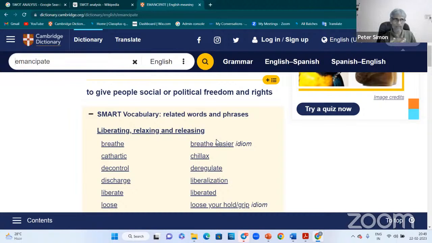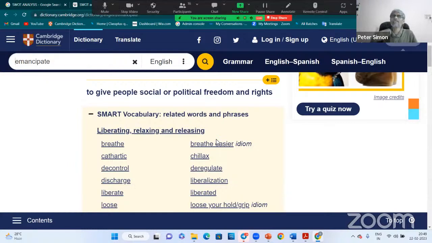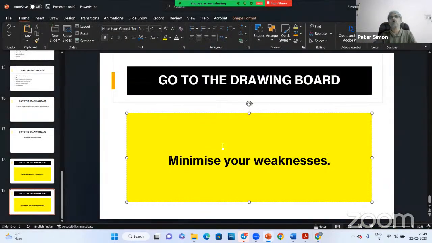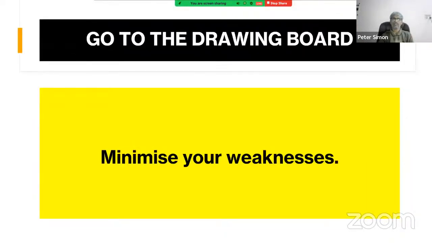You start with 1 hour, then it will increase to 1 hour 10 minutes, 1 hour 20 minutes. Slowly, you will gain confidence. You will get that encouragement. This is called intrinsic motivation. So, minimizing your weaknesses. Now, what are your weaknesses? Let me tell you one thing.